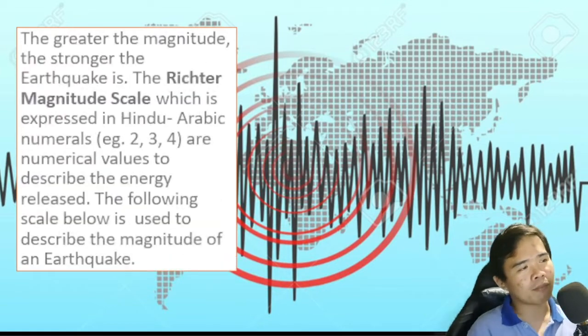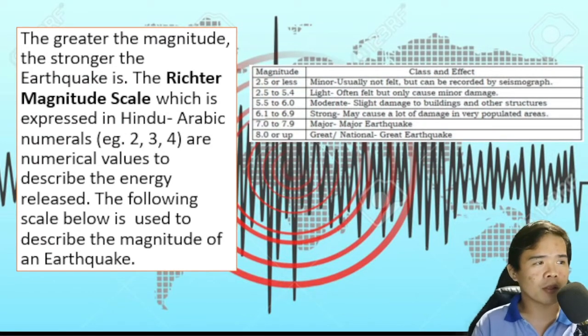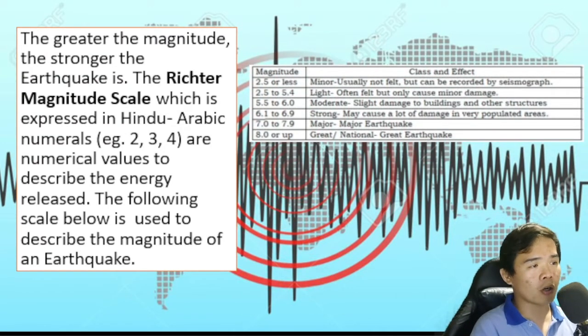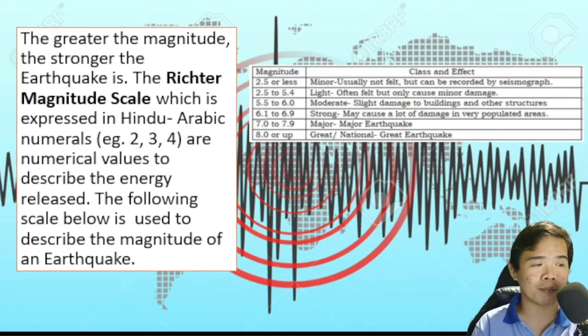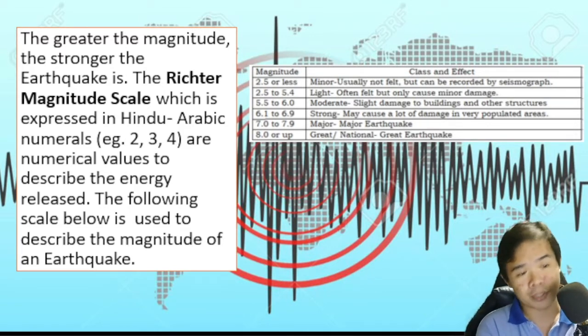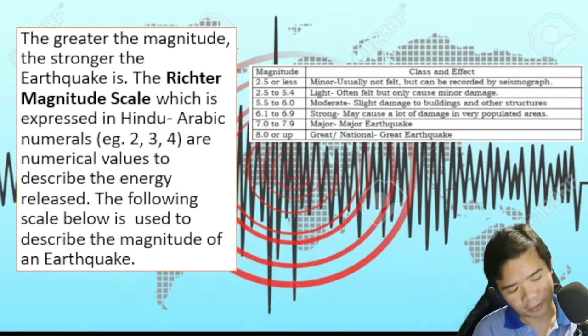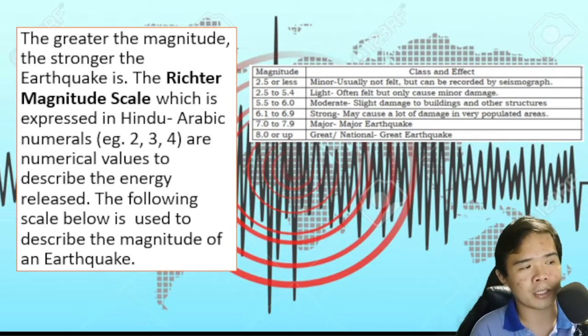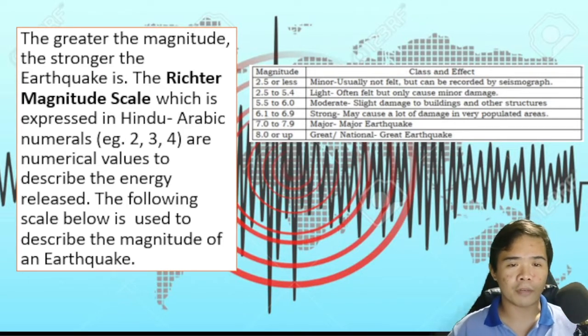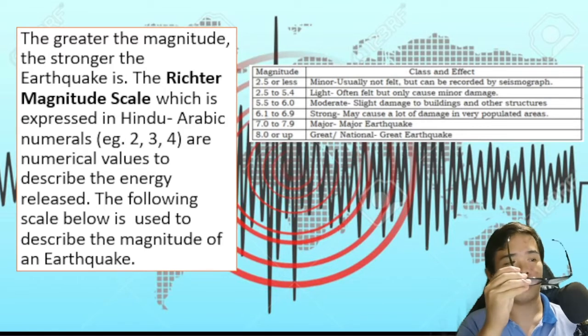So, let's talk more about magnitude. The greater the magnitude, the stronger the earthquake is. We have the Richter scale, the magnitude scale, which is expressed in Hindu-Arabic numerals. Kapag sinabi nating magnitude number 7, yan po yung gaano kalakas yung lindol o yung shaking ngayon. Now, the scale ranges from 0 to 9.